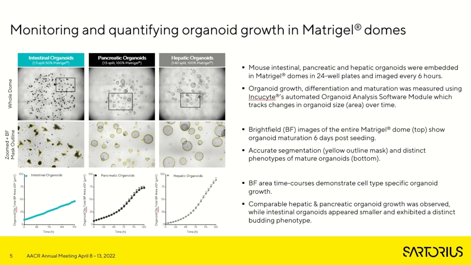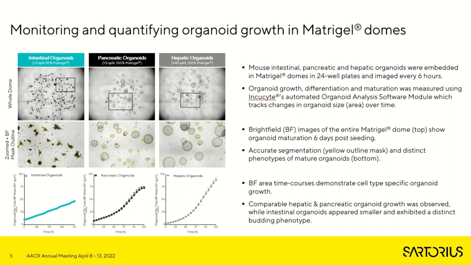Here we exemplify the IncuCyte's ability to monitor and quantify growth in Matrigel domes across a range of organoid cell types. Mouse intestinal, pancreatic, and hepatic organoids were embedded in Matrigel domes in 24 well plates and imaged every 6 hours. Organoid differentiation, maturation, and growth was measured in real time using the IncuCyte's automated organoid software analysis module, which tracks changes in organoid size or their area over time.